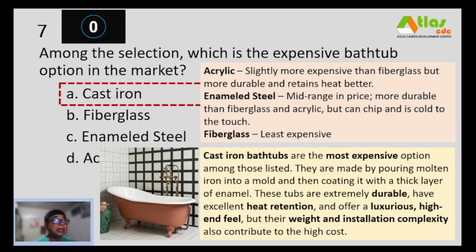Acrylic is slightly more expensive than fiberglass, but more durable and retains heat better. Enameled steel is mid-range in price, more durable than fiberglass and acrylic, but can chip and is cold to the touch.